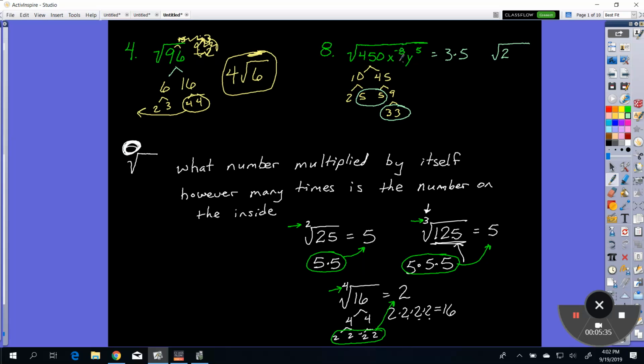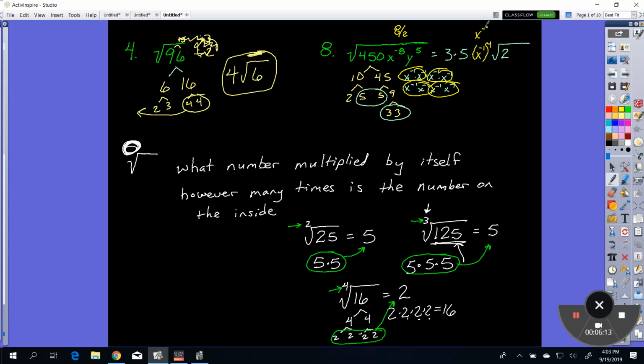Now x to the negative 8 is really x to the negative 1 times x to the negative 1, times x to the negative 1, and so on. In other words, there are 1, 2, 3, 4 groups. Or the easy way is to take this power, 8 divided by 2 makes 4. In other words, there are 4 whole groups. So x to the negative 1 comes out 4 times.